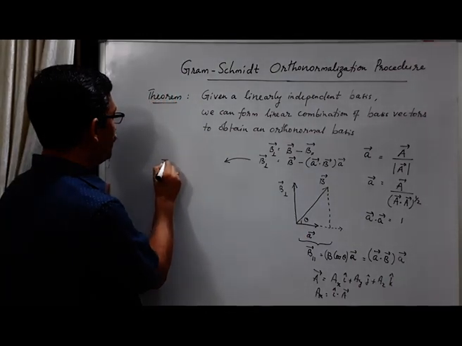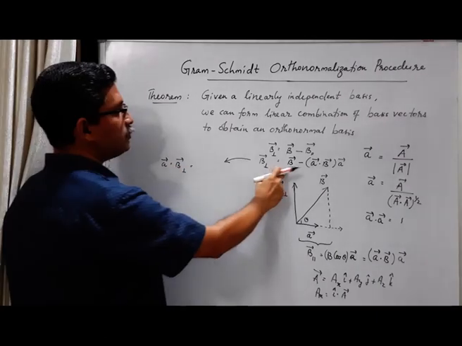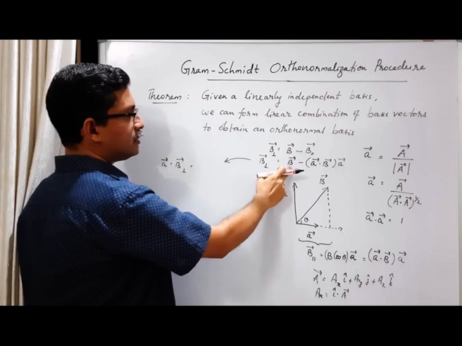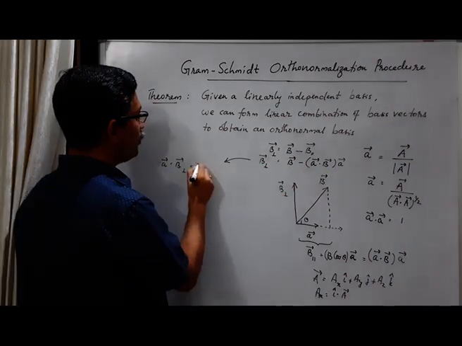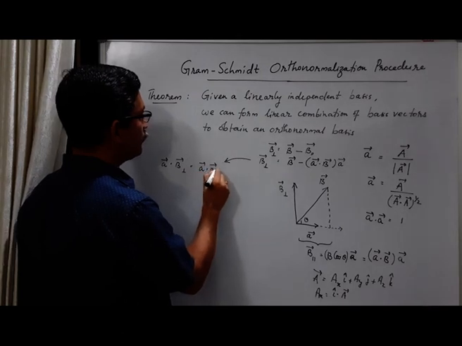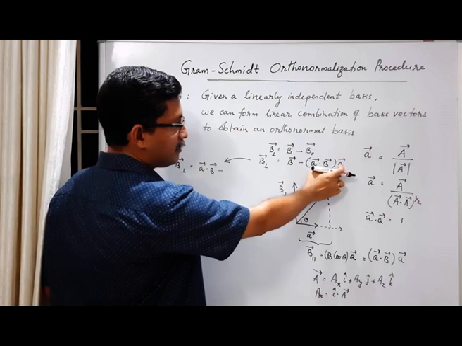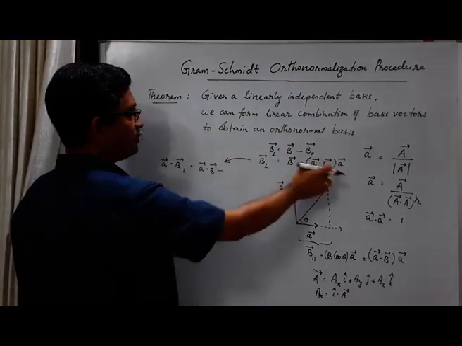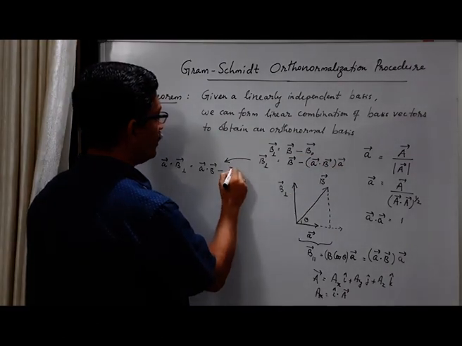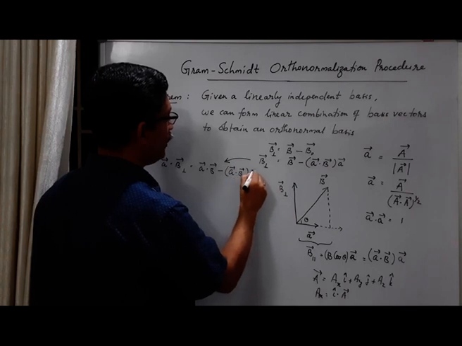So A dot B perpendicular is equal to, this is B perpendicular. You have to take the dot product between these two parts. So we get A dot B minus, see this is a scalar, so the vector here is this. You have to take the scalar product of A with this one. So what you get is A dot B times A dot A.